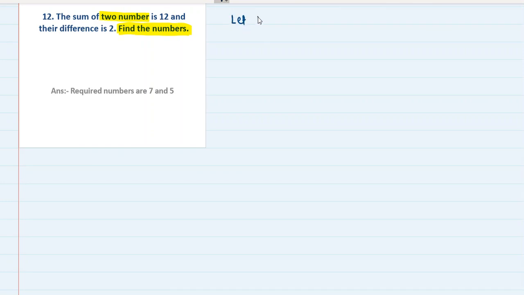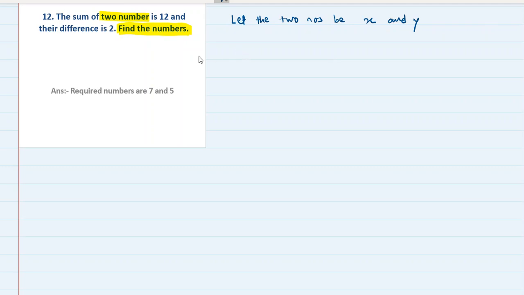So let the two numbers be x and y. Okay, so this is your opening statement. And always remember, the opening statement will be assigning variables to the unknown quantities which you must find, and there will always be two missing quantities because we are doing linear equations in two variables. So each quantity should be given appropriate names, x and y, a and b, anything will do.